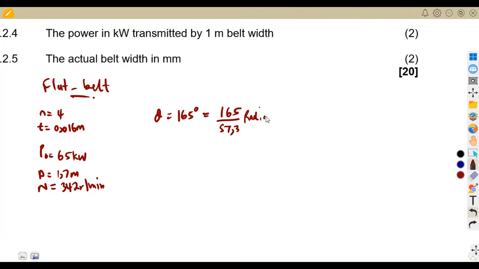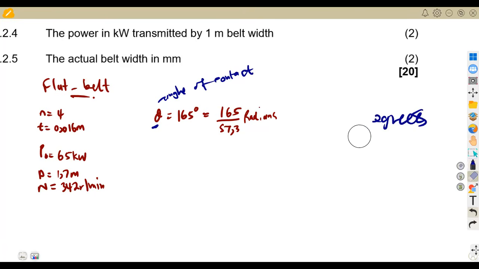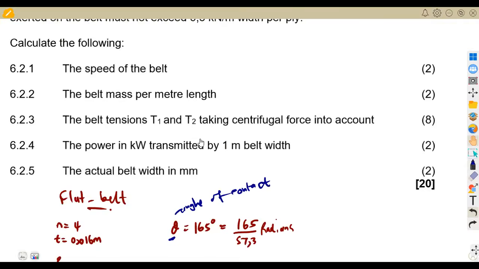So whenever you are dealing with the angle of contact, you are going to work with radians. If you are dealing with a V belt, you'll be talking about the semi-groove angle, which is beta, and you have to use that one in degrees. But for the angle of contact, that one is in radians.